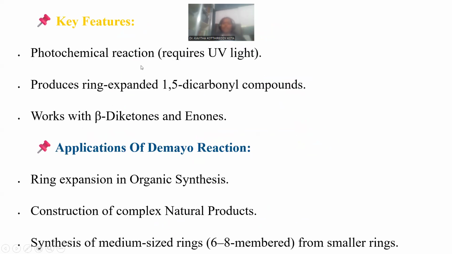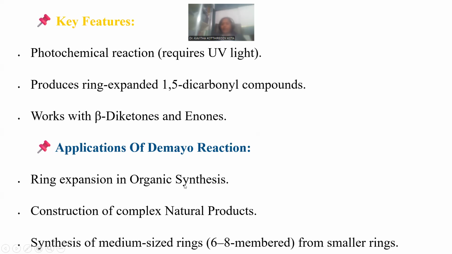Then what could be the key features of the reaction? UV light is very essential in order to carry out the reaction well, it being a photochemical reaction. Here the ring expansion reaction always takes place. Two carbons will be extra added, so that a 1,5-dicarbonyl could be the ultimate product. Here it works well with beta diketonic compounds and enones. If taken, the De-Mayer reaction is very successful. Ring expansion is the common feature of this one.